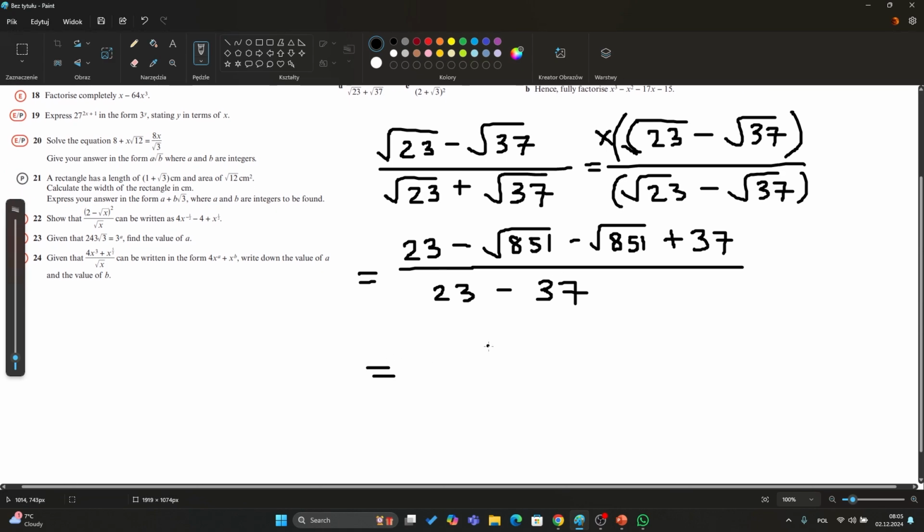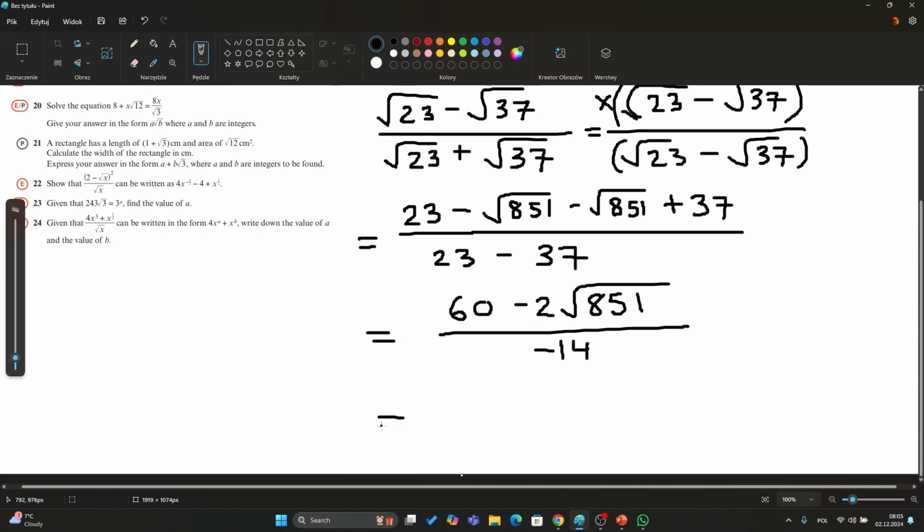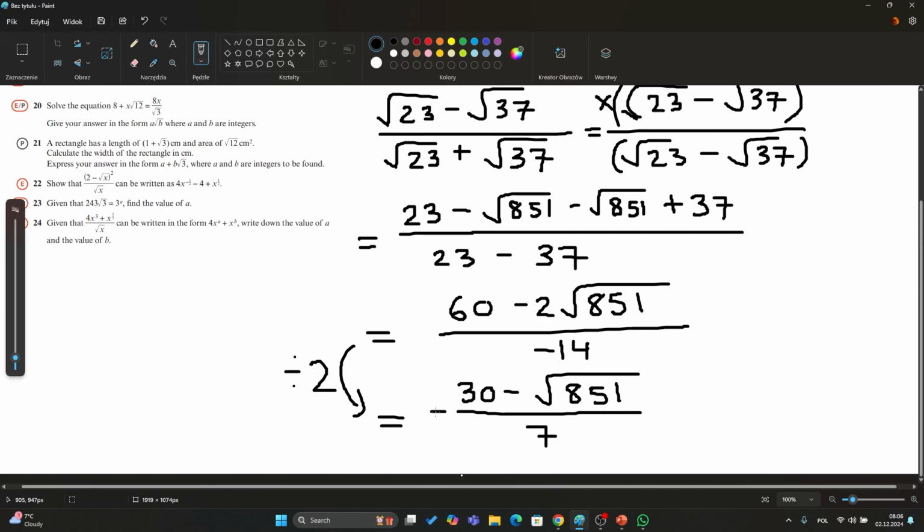So 23 plus 37 is going to be 60 minus 2 square root of 851 all over minus 14, where if we divide by 2 the denominator and the numerator, we get 30 minus 851 square rooted and 7, and here negative.